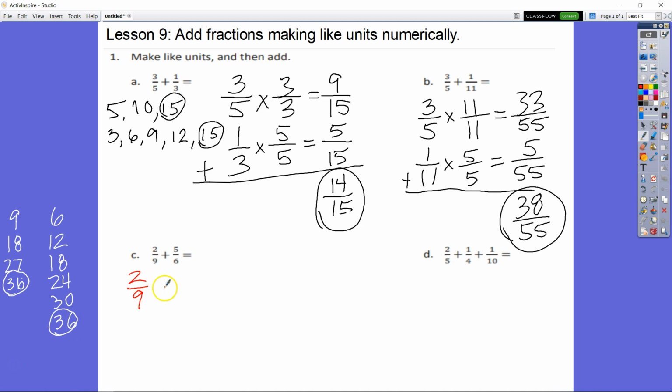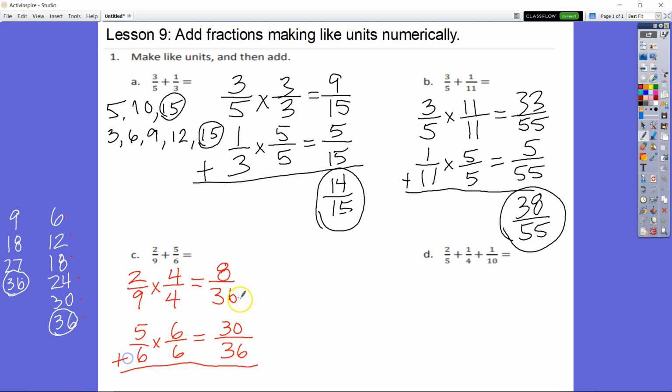So now I know that 2/9 is equal to, we just said 1, 2, 3, 4, so 8 over 36. And also 5/6 would be equal to blank over 36. I can say, well, 6 times what equals 36? I know it's 1, 2, 3, 4, 5, 6. 6 times 6, so I'm going to multiply 5 times 6 and come up with my answer of 30. So now I have 8/36 and 30/36. I'm going to add these two together. I have 8 plus 30, and that gives me 38 over 36.